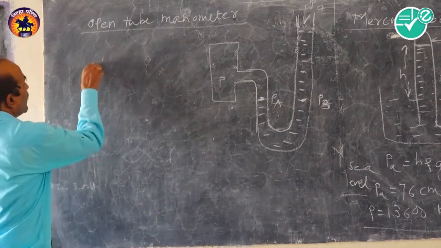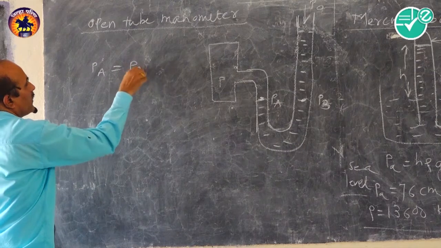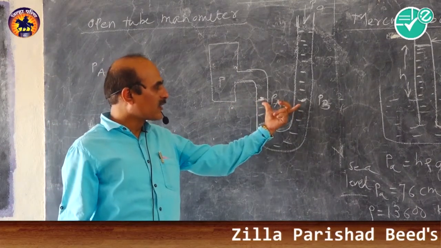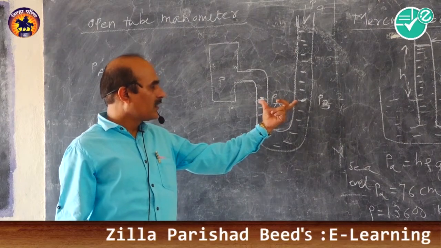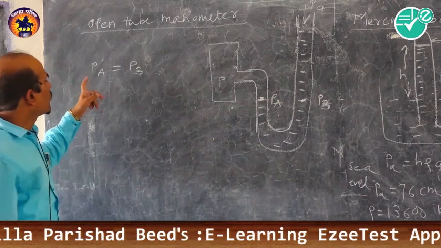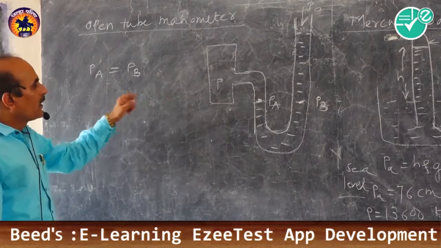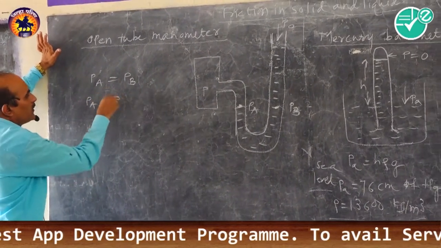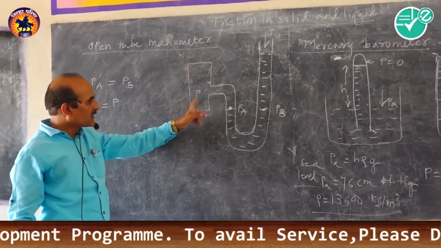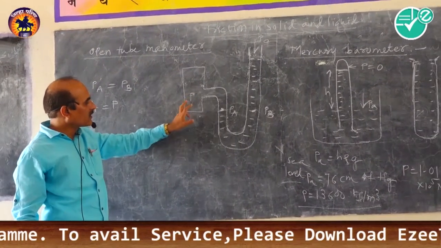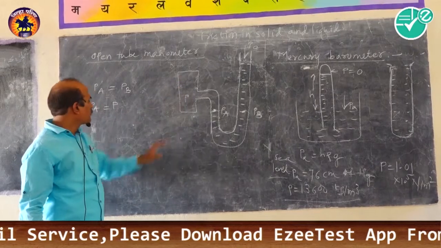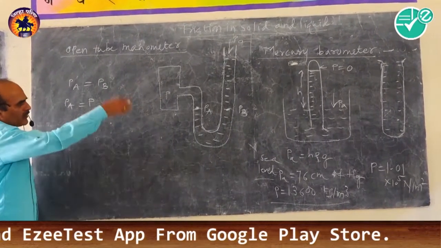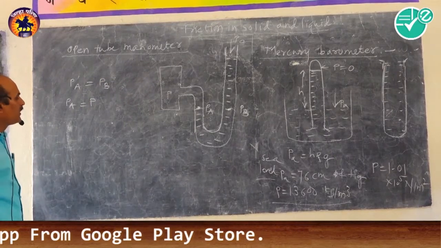We know that PA and PB have the same pressure because they are at the same height, at the same horizontal level. So PA is equal to PB. But the pressure at PA is equal to P. Actually, it is the pressure of the gas or the substance which we want to know, which is filled in the vessel. So how will you calculate the pressure at the point B?